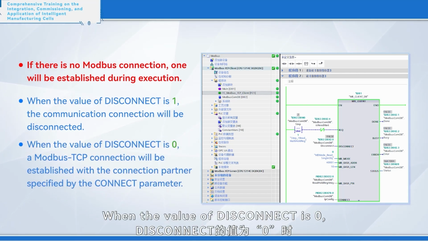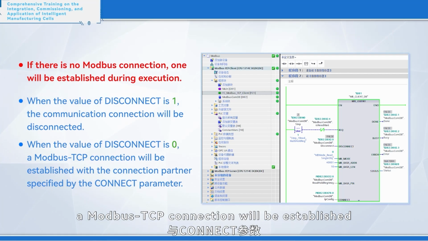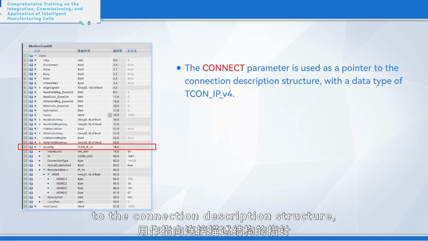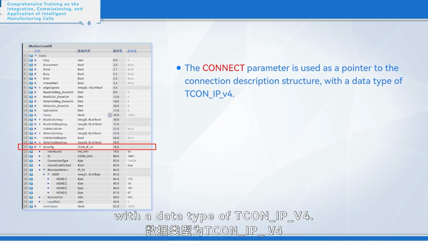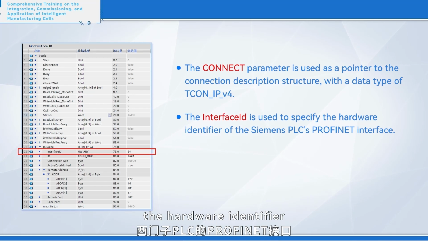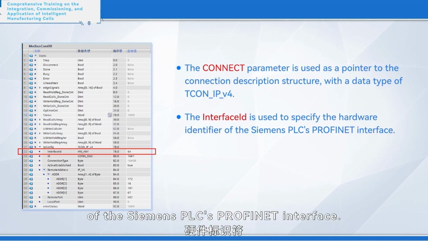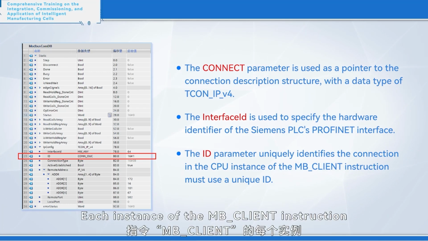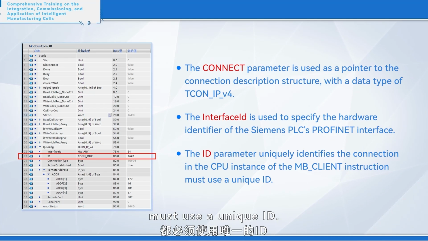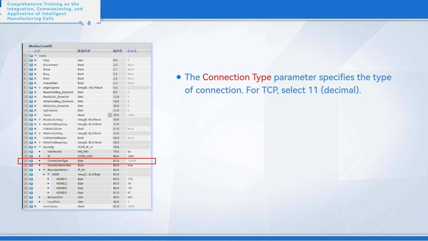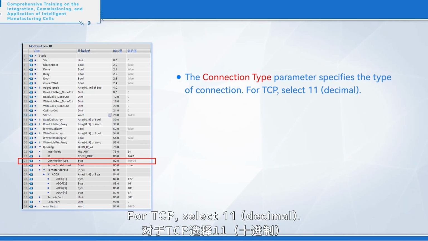When the value of disconnect is 0, a Modbus TCP connection will be established with the connection partner specified by the connect parameter. The connect parameter serves as a pointer to the connection description structure, with a data type of TCON_IP_v4. The interface ID is used to specify the hardware identifier of the Siemens PLC's Profinet interface. The ID parameter uniquely identifies the connection in the CPU. Each instance of the MB client instruction must use a unique ID. The connection type parameter specifies the type of connection. For TCP, select 11 decimal.